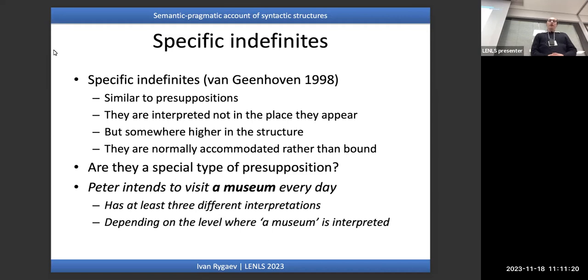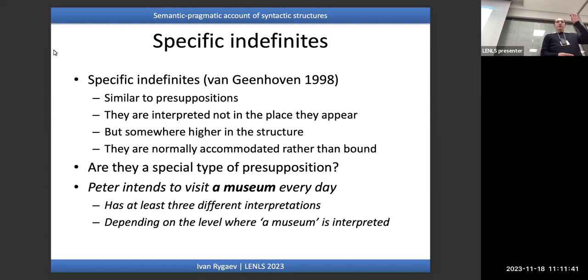But then we come to specific indexicals. They are similar to presupposition in the sense that they are also interpreted somewhere by an instruction and not in the place where they appear.